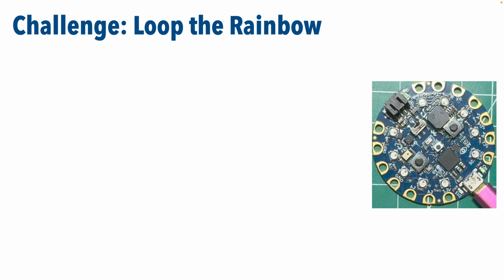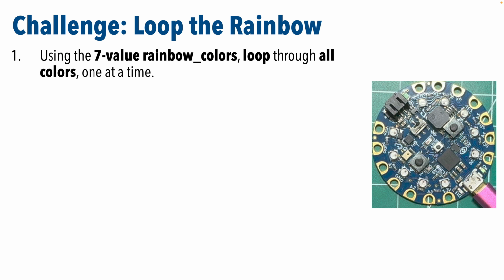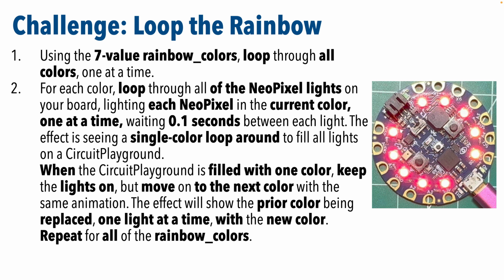Now, smarties, let's see you rock the Loop the Rainbow challenge. You're going to use the 7-value rainbow_colors list that you just created, and you're going to loop through all of those colors one at a time. And for each color, you're going to loop through all of the NeoPixel lights on your board, lighting each NeoPixel in the current color one at a time, waiting 0.1 seconds between each light. The effect is seeing a single color loop around to fill all the lights in the CircuitPlayground.